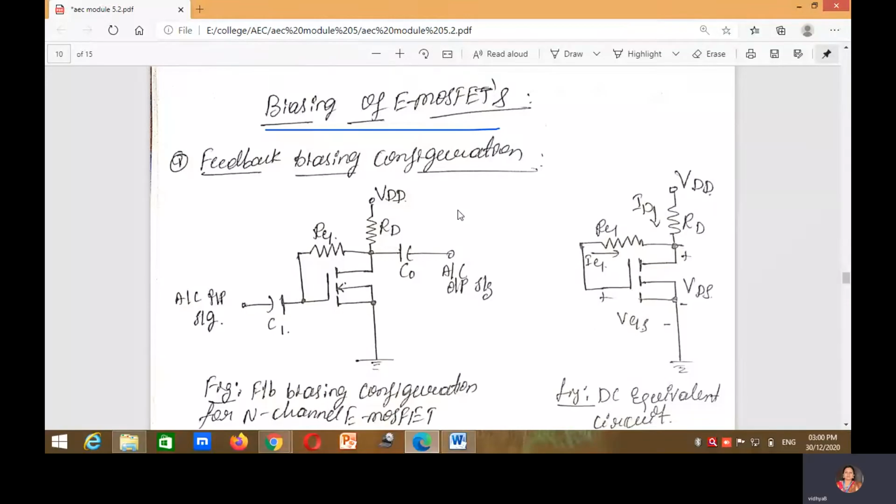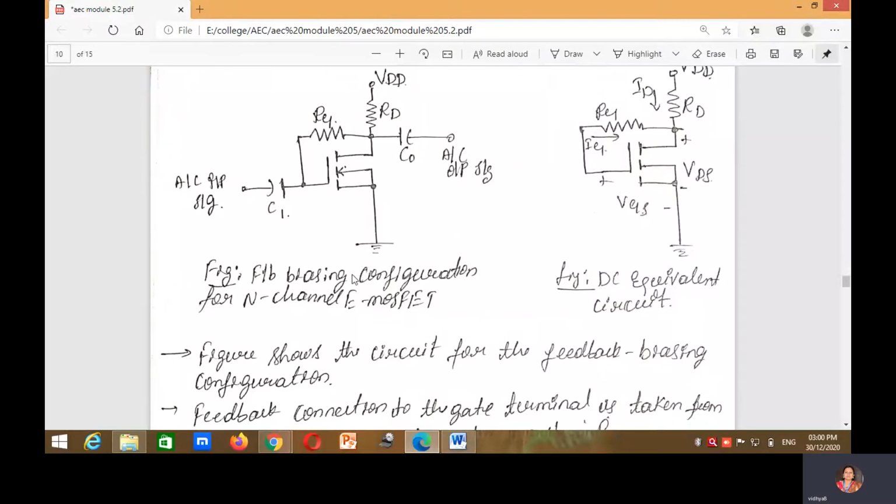In the last class, we discussed biasing of JFET. In this class, we shall go with the biasing of E-MOSFETs. First, the feedback biasing configuration. This is the circuit for feedback biasing configuration, that is for N-channel E-MOSFET.